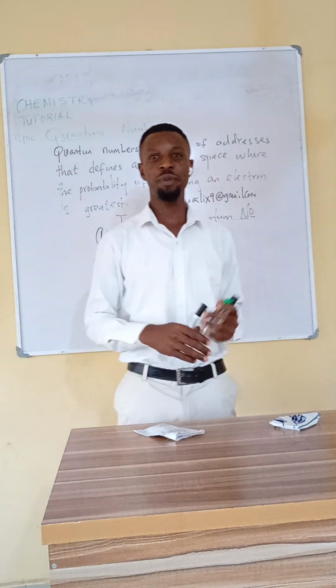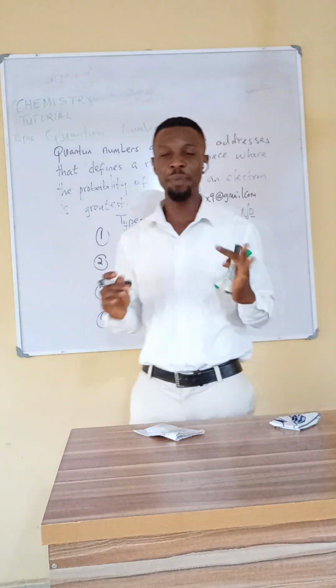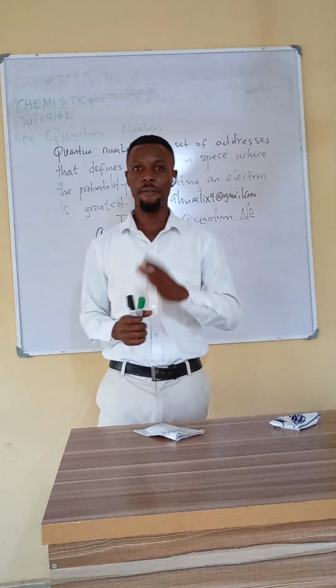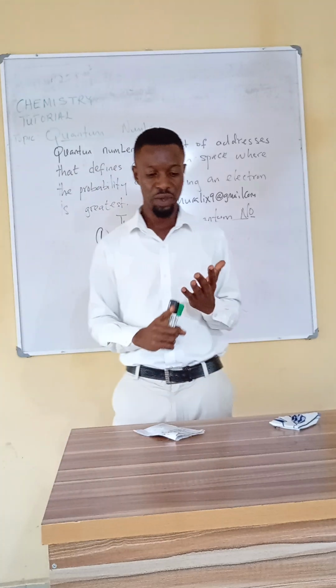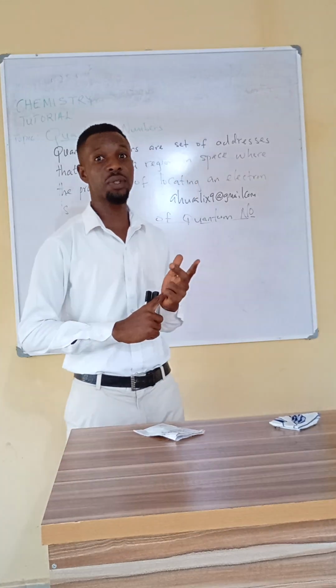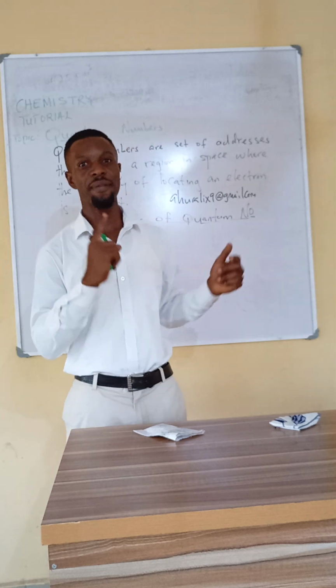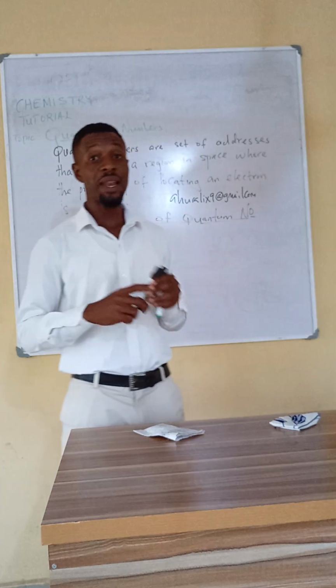Okay, so we shall be talking about types of quantum numbers. The types of quantum numbers we have are four. You have the principal quantum number, the azimuthal or subsidiary quantum number, the magnetic quantum number, and the spin quantum number. Let's talk about that.